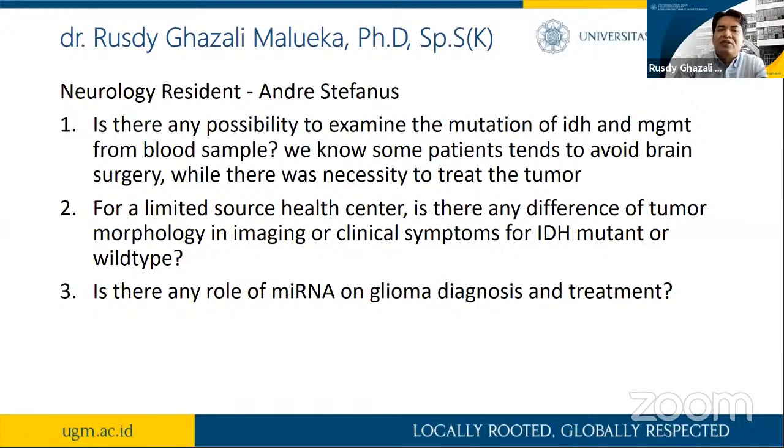We don't know yet how it is in the brain, but I assume it will be around the same, so the possibility to actually replace the MGMT methylation analysis from the tissue samples with peripheral blood one at this moment, I think, is quite slim. So I think, yeah, we still need the tissue for that.